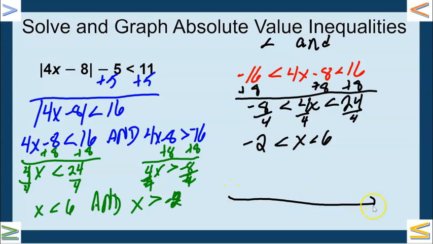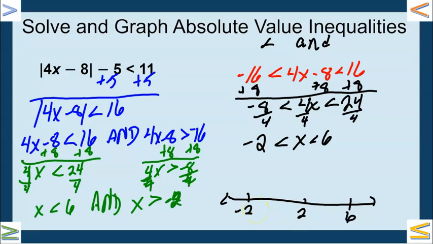Now to graph it, I'm going to put our numbers on the number line. I have negative 2 on the left, and 6 on the right. If I find out how far apart the numbers are, they are 8 apart. Half of 8 is 4. So if I take 6 minus 4, that gives me a positive 2. So 2 is halfway between negative 2 and 6.